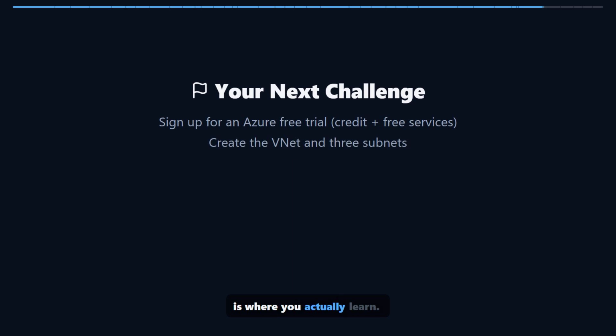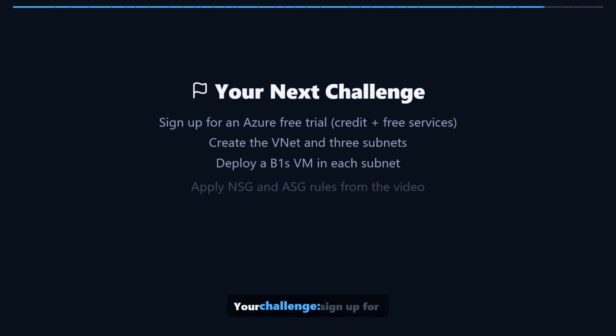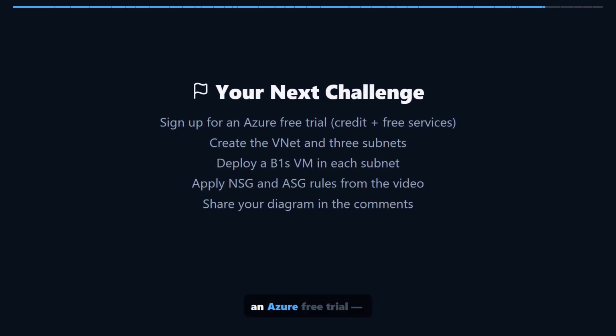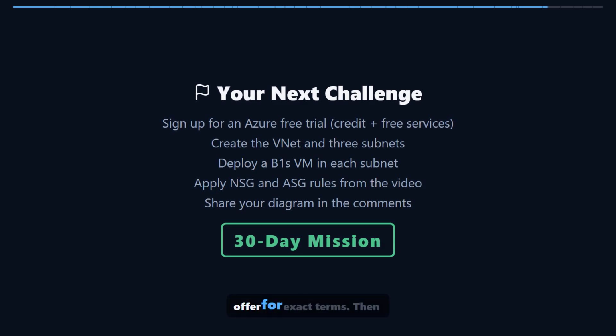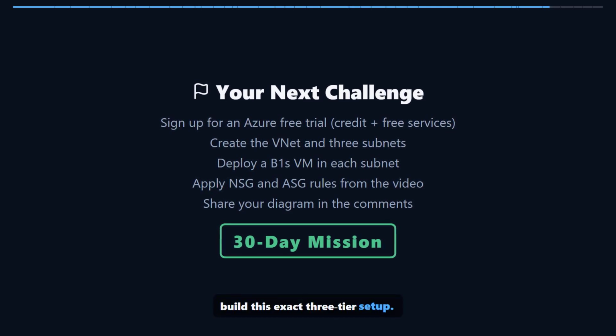Watching is step 1. Doing is where you actually learn. Your challenge: sign up for an Azure free trial. It often includes a credit and free services for a limited time. Check the current offer for exact terms. Then build this exact 3-tier setup.